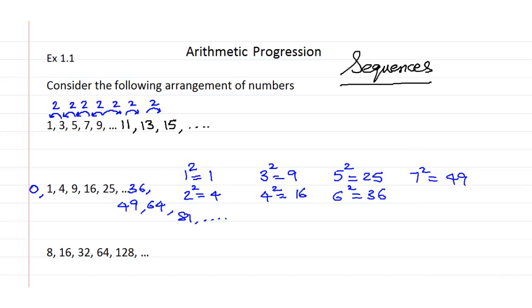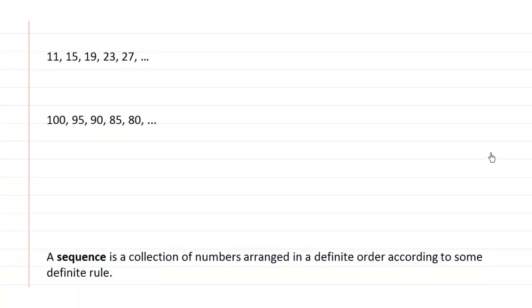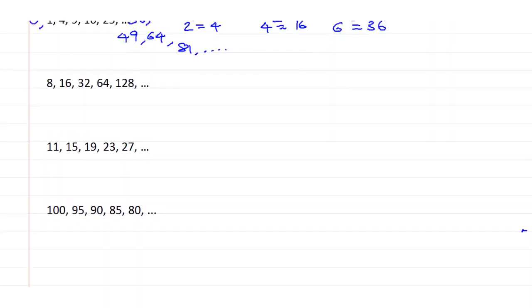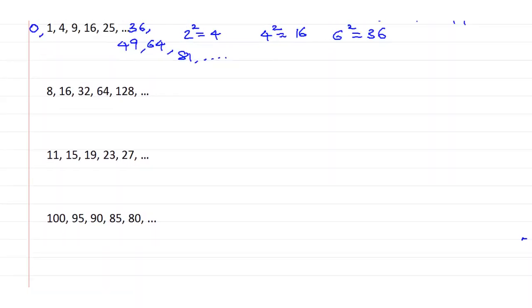Now let's observe the next one, which is 8, 16, 32, 64, 128, etc. Now try to figure out what is common between all these numbers. That means, why is the next number 32? Why is the next number 32 or 64, 128, and so on?